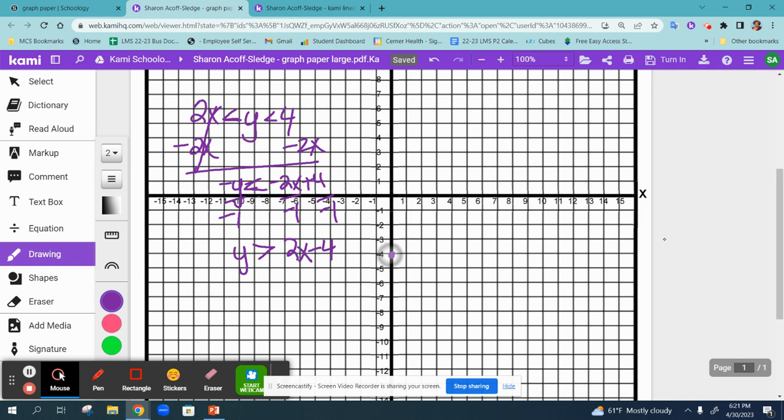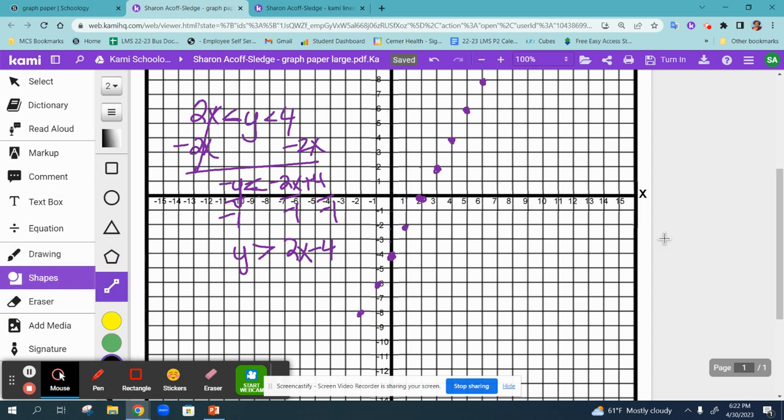So here is my y-intercept. My slope is 2. And I'm just going to draw a little extra one. You only need 2 points, but I need to use this line tool, and it's a little tricky sometimes lining it up. You don't have to do any of these dots, just the first 2. But I just want my line straight. And again, this is a dashed line because I don't have an equal there.